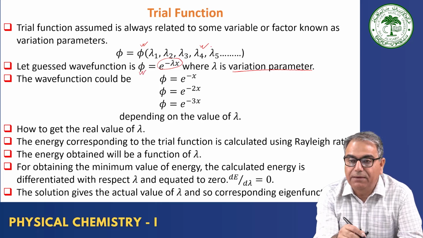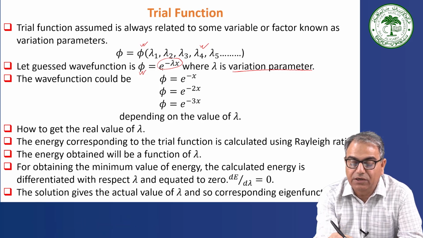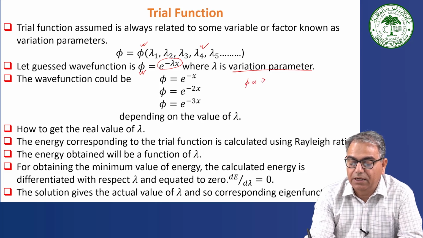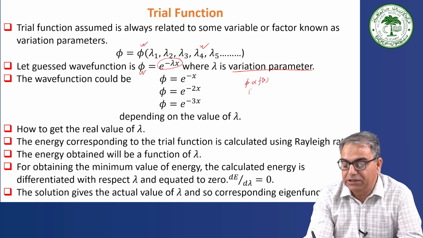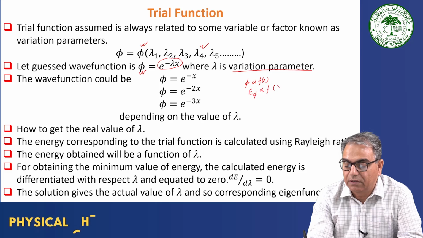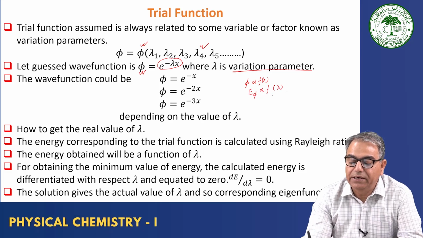So for finding out the value of lambda, what you can do is you find out the energy corresponding to this one. Phi is a function of lambda. So if you find the energy corresponding to phi, E corresponding to phi, then this also is a function of lambda. So for finding out the lambda value, what you do is you differentiate this energy E phi with lambda and equate it to 0. So what you are doing, you are minimizing the function.